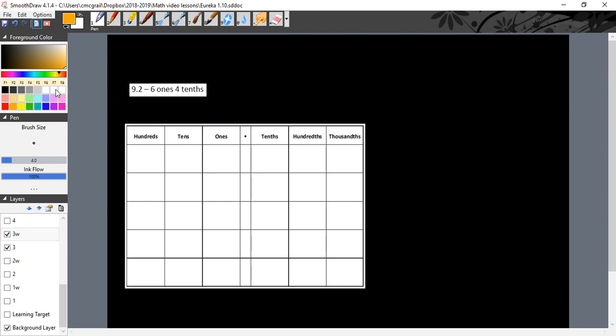Okay, step 1. Let's use our numbers to put them in the place value chart. 9 and 2 tenths. So 1, 2, 3, 4, 5, 6, 7, 8, 9. 1, 2. And I'm going to write my number down. 9 and 2 tenths. And I know that I'm subtracting 6 ones and 4 tenths.